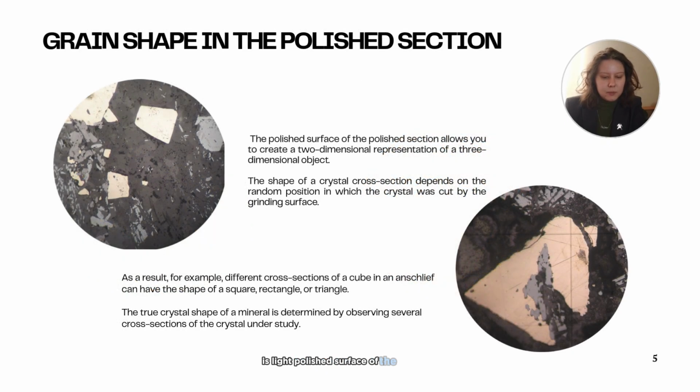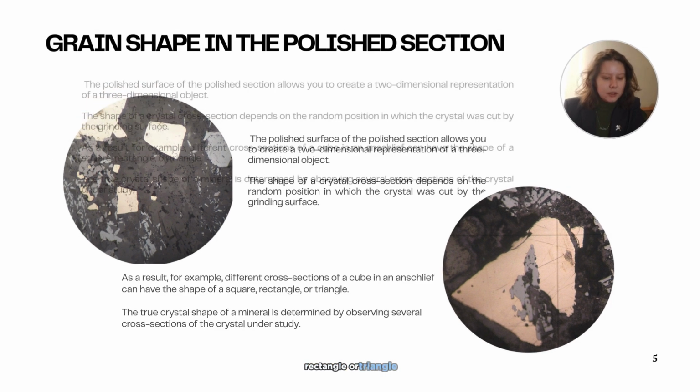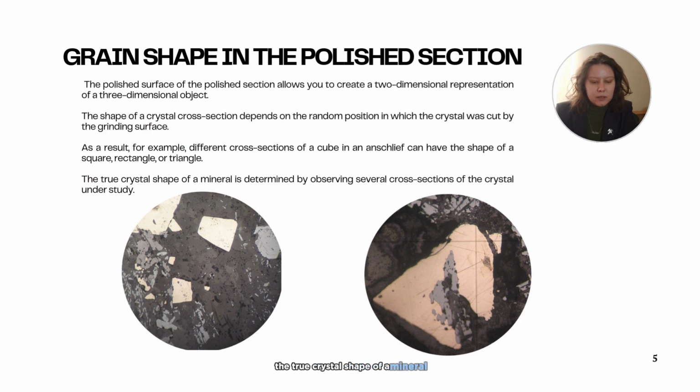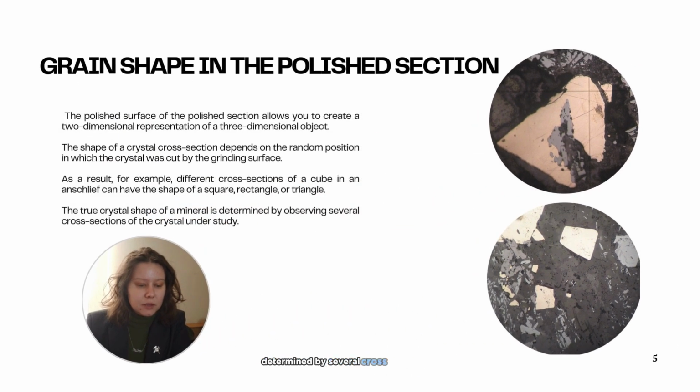The polished surface of the polished section allows you to create a two-dimensional representation of a three-dimensional object. The shape of a crystal cross-section depends on the random position in which the crystal has been cut by the polished surface. As a result, for example, different cross-sections of a cube can have the shape of a square, rectangle or triangle. The true crystal shape of a mineral is determined by several cross-sections of the crystal under study.